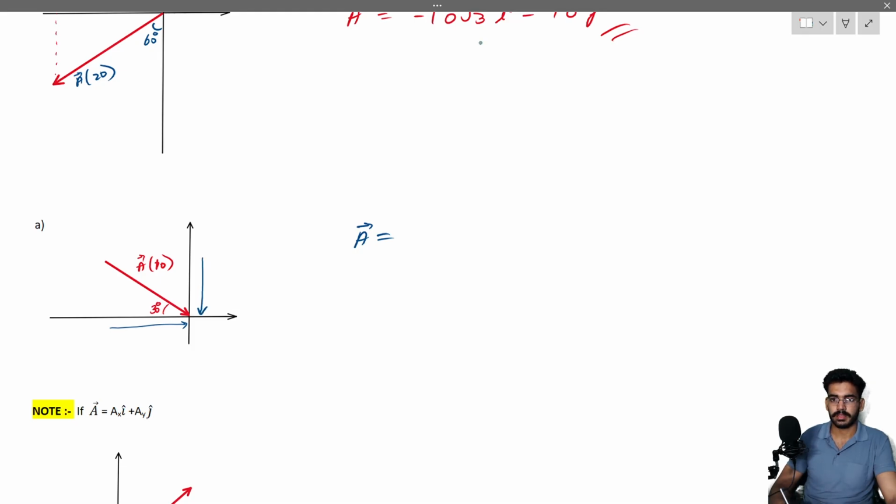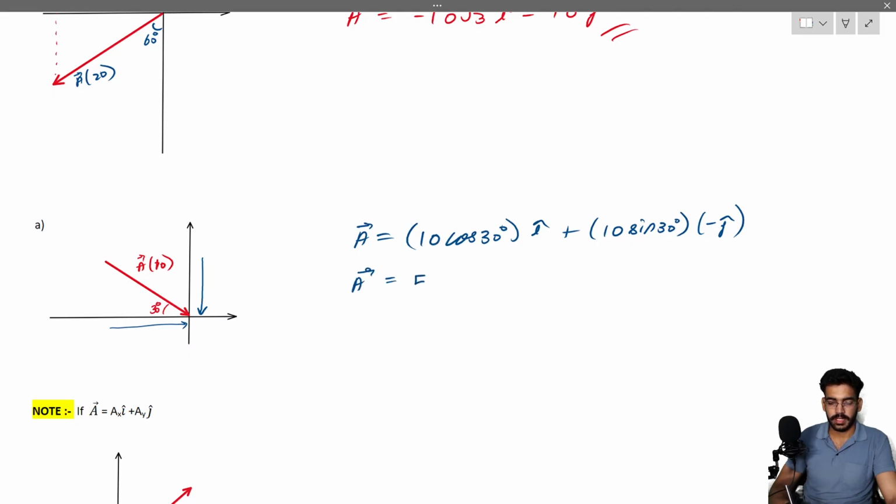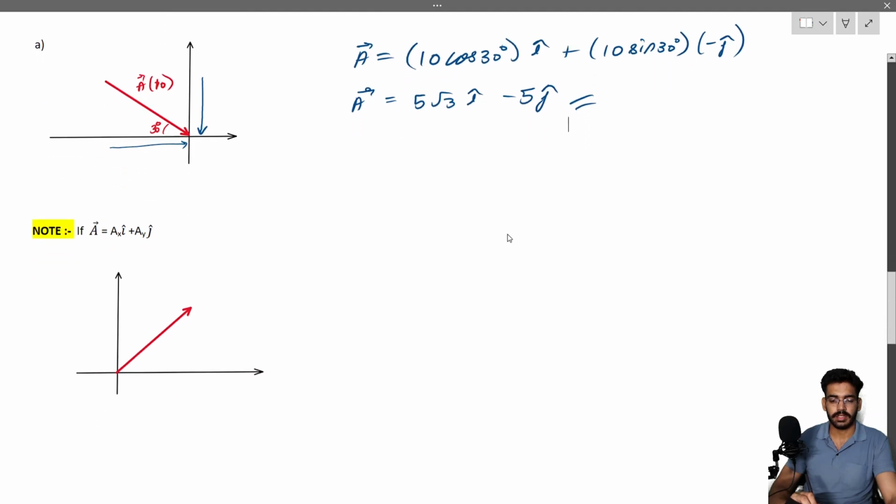So what can I write here? 10 cos 30 in I cap direction. Plus 10 sin 30, that is going to come minus j cap. So this a vector came 5 root 3 I cap minus 5 j cap. Okay, I hope this is clear. Now let's read the note.